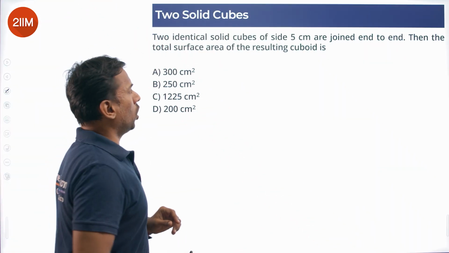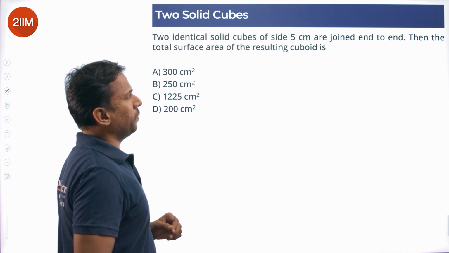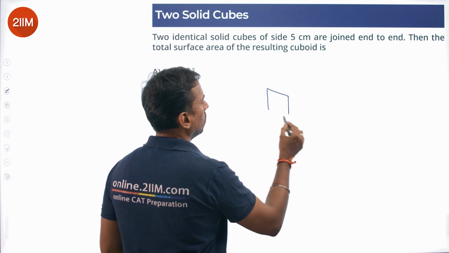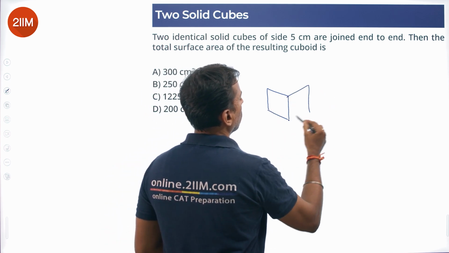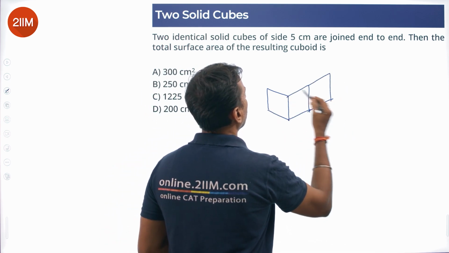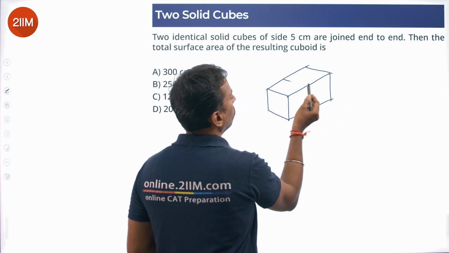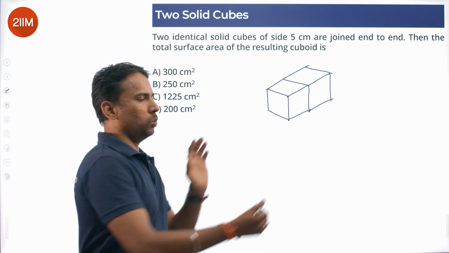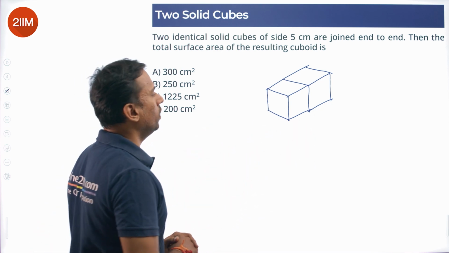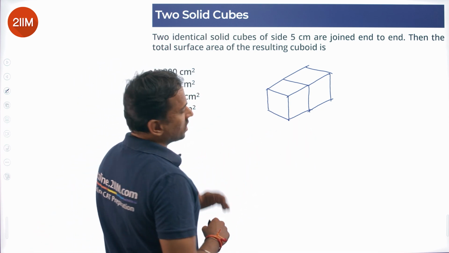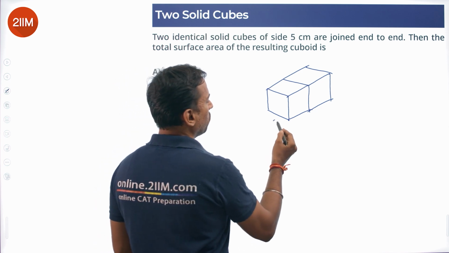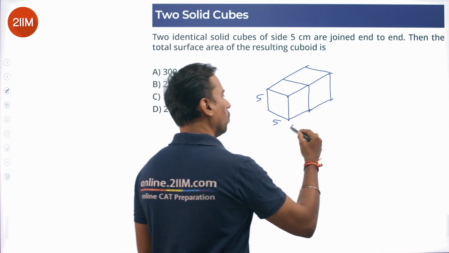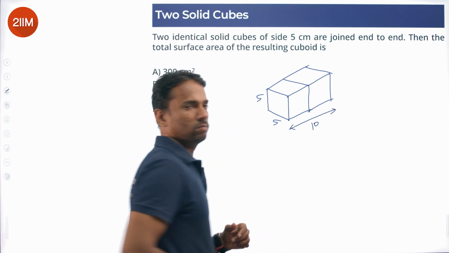Two identical solid cubes of side 5 cm are joined end to end. That means the structure will look like this. Okay, so somehow managed to draw this. So we have two cubes attached end to end. The side is given to be 5. That means this will be 5, this will be 5. The breadth and height will be 5. This whole length will now become 10.